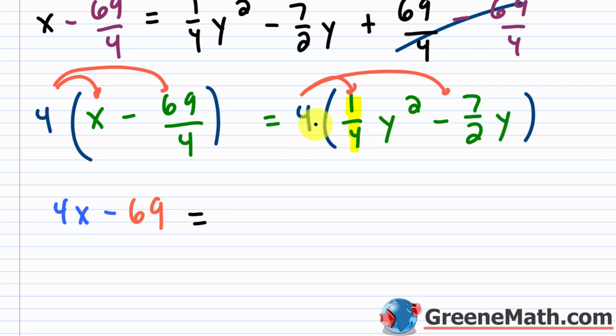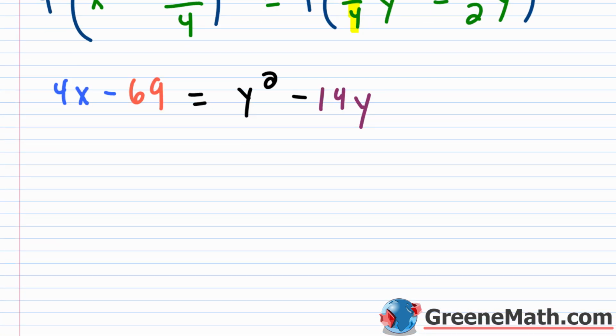So this equals 4 times a fourth is 1, and then times y squared is y squared. And then minus, we have 4 times 7/2 y. Well, 4 divided by 2 is 2. And then 2 times 7 is 14. So this will end up being y squared minus 14y for the right side.